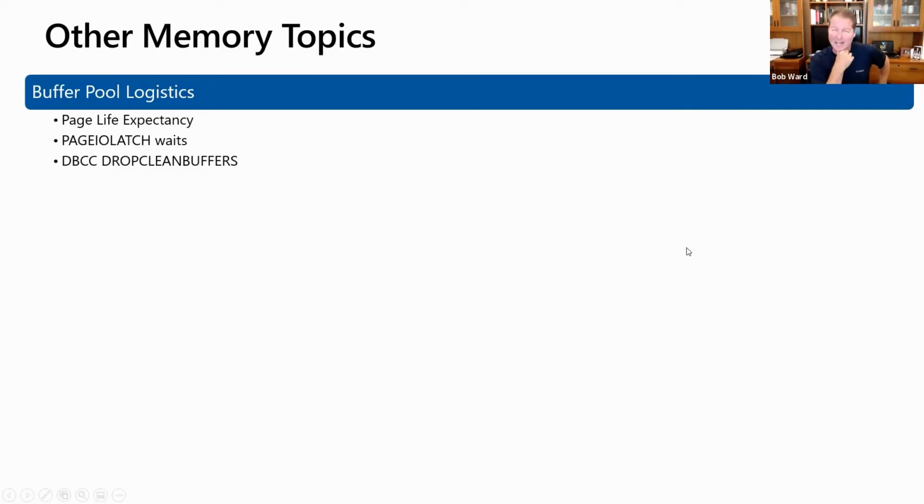Drop clean buffers does not deallocate memory from SQL Server. All it does is go through and say, hey, if there's any buffer pool pages that have not been dirtied or changed, just free those. And again, freeing a page in buffer pool cache, unless there's external memory pressure dropping the ceiling, does not cause it to be deallocated from the operating system. It just means we're marking a page that can be reused for another page.